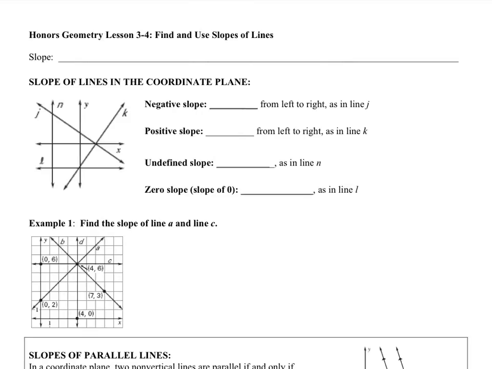The slope is the ratio of the vertical change, rise, to the horizontal change, the run, between any 2 points on a line. Now the slope of the lines in the coordinate plane.